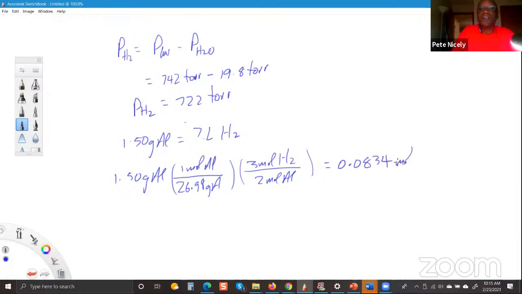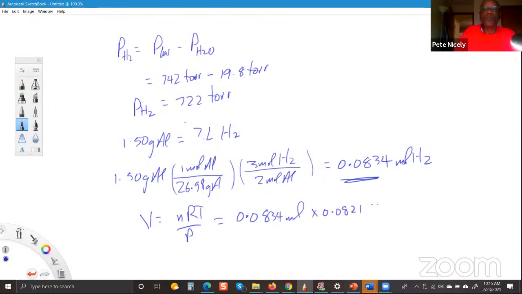0.0834 moles of hydrogen, right? And then based on the ideal gas equation, we can determine the volume of the gas, V is equal to nRT over P, by plugging in the number of moles, which we calculated here, which is 0.0834 moles, times R, which is 0.0821 liters atmospheres over mole Kelvin, times the temperature.